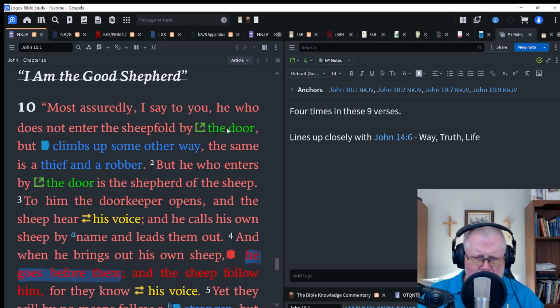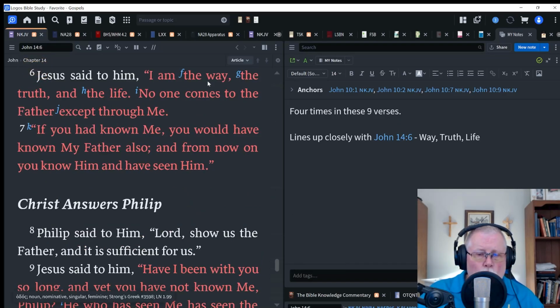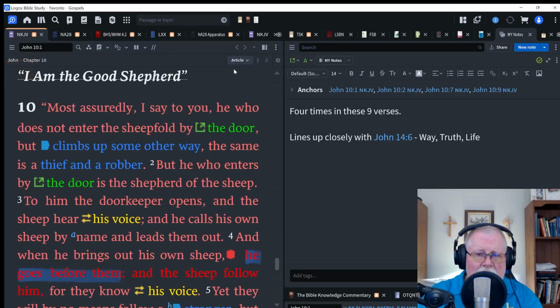And by calling himself the door, he's basically saying what he says in John 14, verse 6, where he says, I am the way, the truth, and the life. No one comes to the Father except through me. That is a more condensed statement of this explanation of being the door. Inside is safety, outside is danger. And when the sheep go outside, the shepherd goes before them and he leads them.